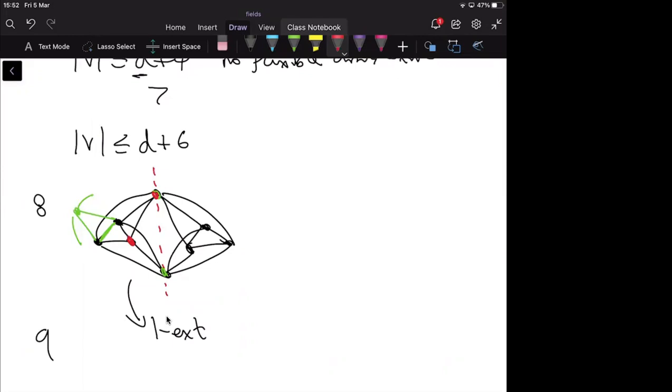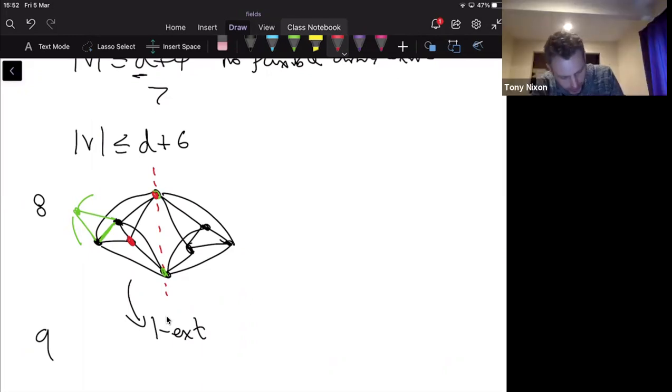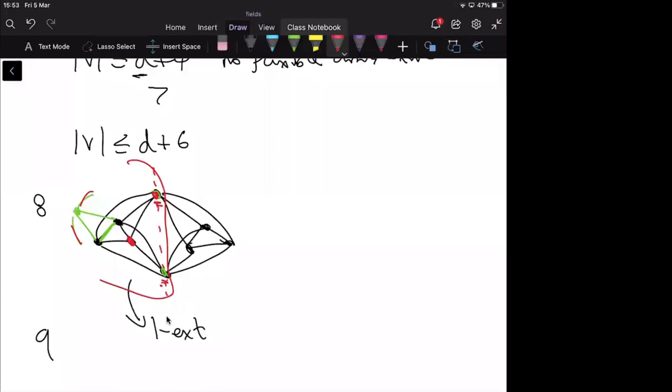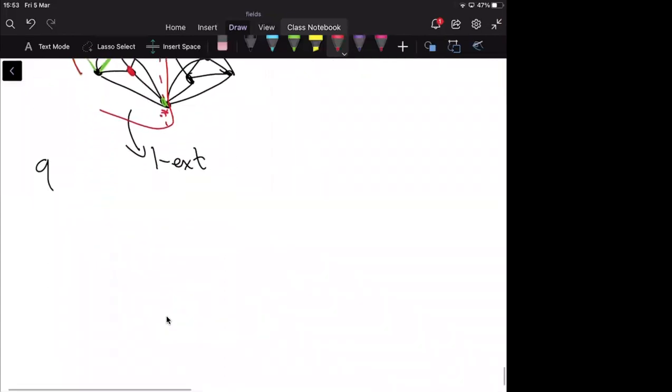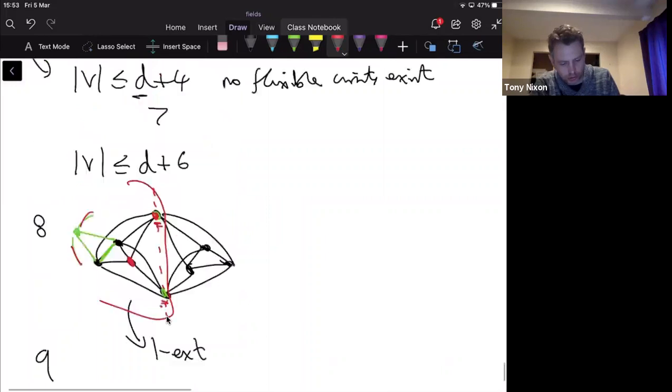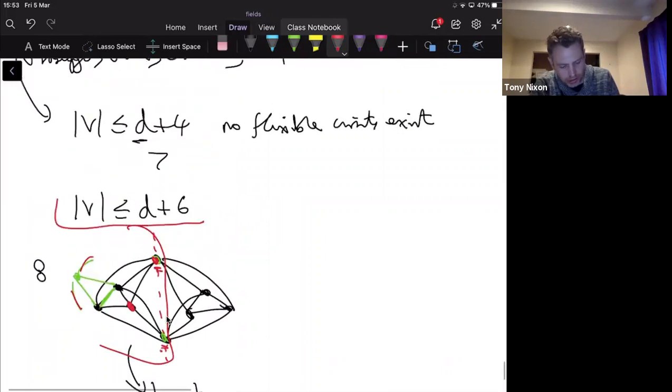Hey, Tony. When you do this 1-extension, is it going to be flexible for the exact same reason that it rotates about those 2 vertices? Yeah, because I've picked the extra neighbors for these 2 edges to be on this sort of side of the thing. Yes, so it'd be exactly the same reason. Are there any examples where it's not a hinge like that? So up to D+6, no.